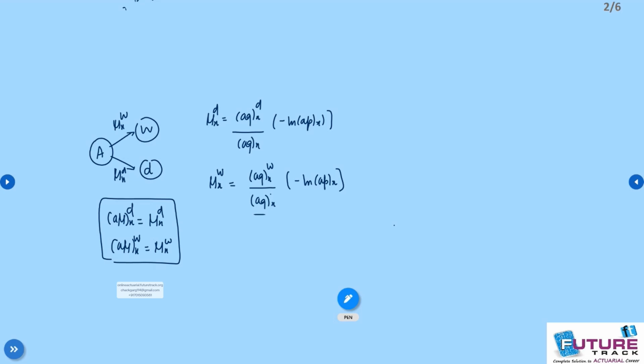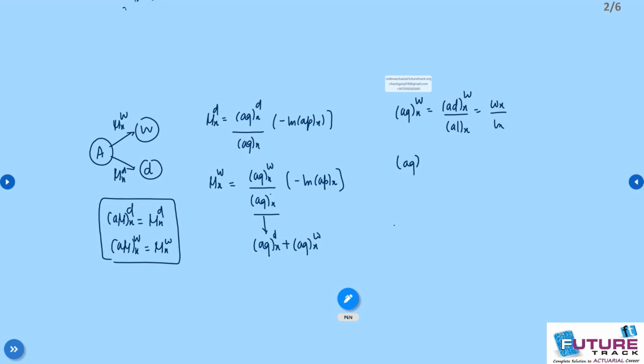And class, one more thing, what is aqx? Aqx is nothing but aqxd plus aqxw. Now class, quickly let's check what my aqxw is. This is wx divided by lx, as we have seen aqxw is the withdrawals divided by lx. So here this information is given as wx and this is given as lx. Fine. And similarly aqxd is nothing but dx divided by lx. Fine. So let's check in our Excel.